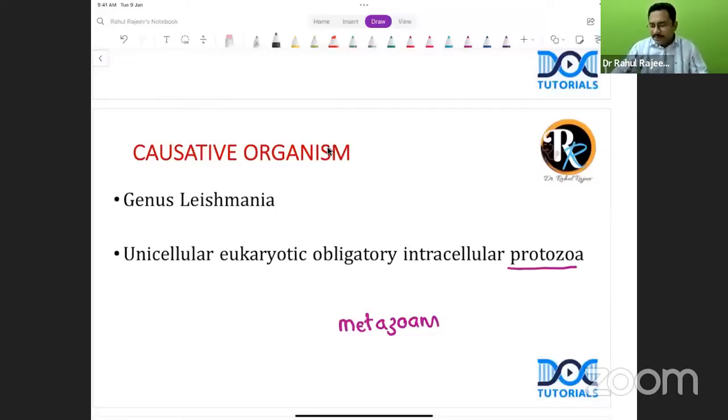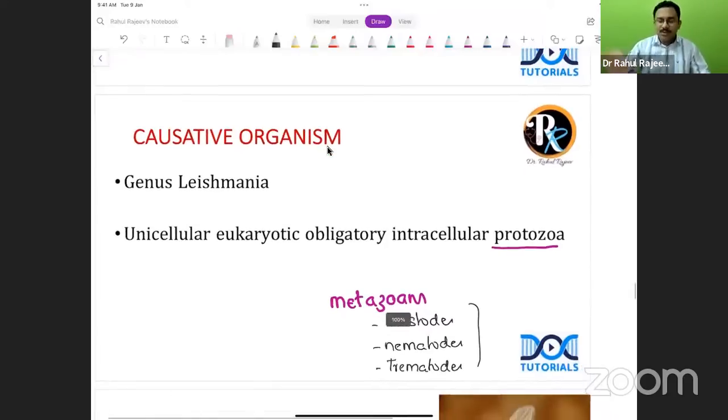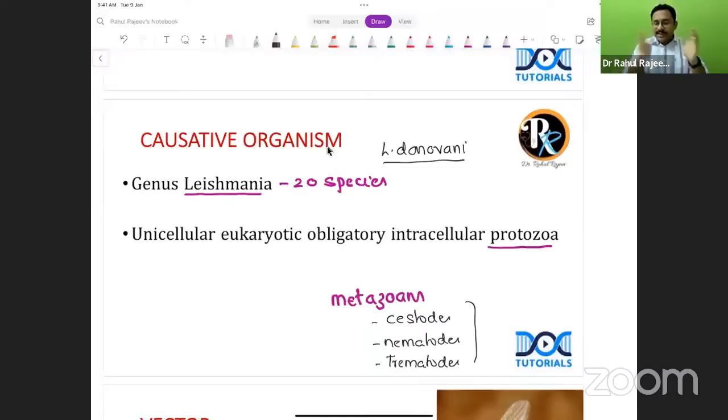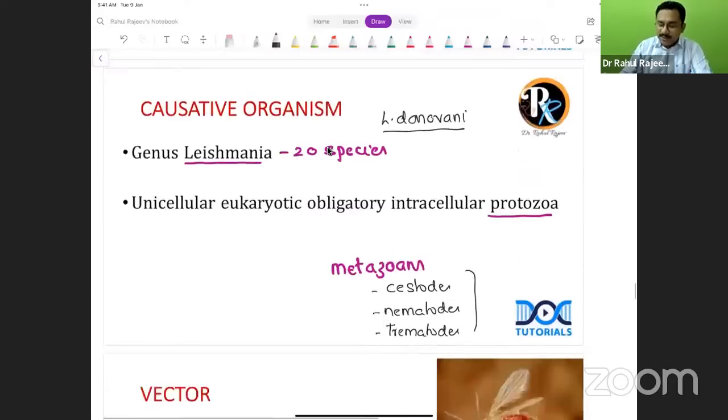Metazoans, what are they? You have the cestodes, nematodes, the tapeworms, trematodes. All of them are metazoans. So that is the organism. Remember, the genus Leishmania has almost 20 species. I'm sure, my dear students, you have heard of Leishmania donovani. It is a species. So the genus Leishmania has many species, one of which is Leishmania donovani. So that is the causative organism.